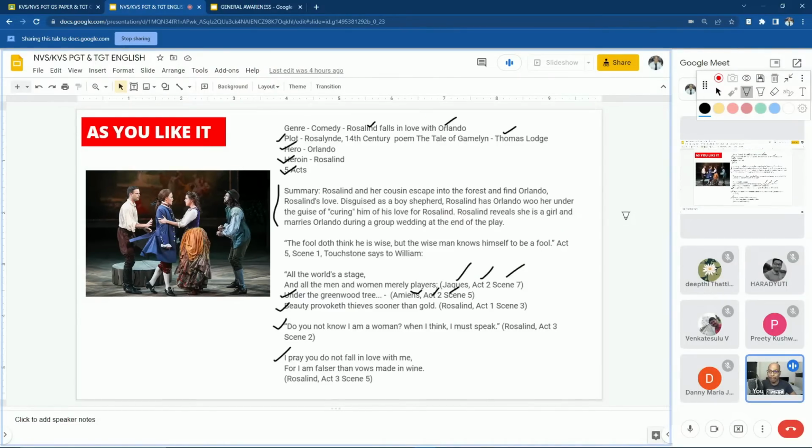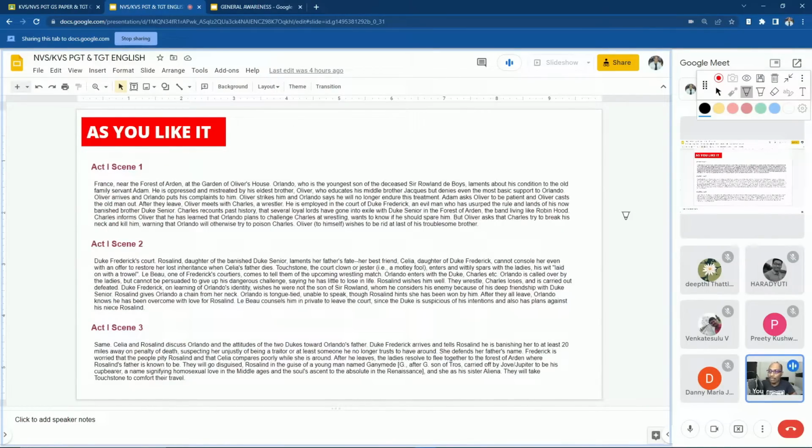What happens in the beginning of this play, As You Like It? The setting is in France. Where is the setting? France. Now, what happened in the beginning of the story? That is the France which is near the forest of Arden. Orlando is the youngest son of the deceased Sir Rowland de Boys, and he lives at Oliver's house.